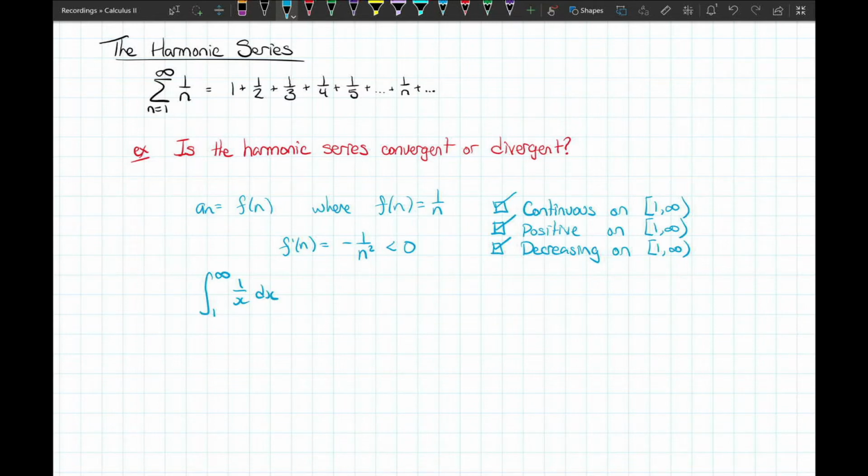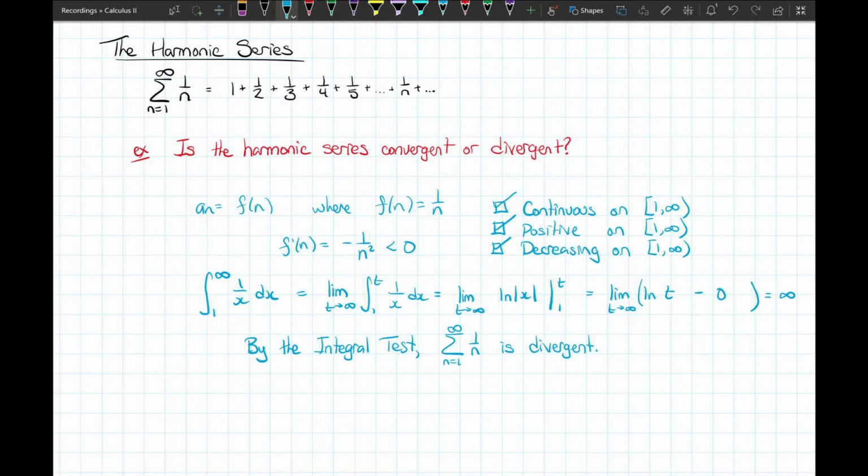Treating this as an improper integral, type 1, we're going to replace infinity with t and take the limit as t goes to infinity. Integrating 1 over x gives us the natural logarithm of the absolute value of x, and then we'll evaluate from 1 to t and take the limit as t goes to infinity. Now the absolute value of t is just going to be t, since t is already greater than or equal to 1. So that'll just be the natural logarithm of t, and the natural logarithm of 1 is 0. But the natural logarithm of t, as t goes to infinity, gets infinitely large, so this limit does not exist. It equals infinity, which means that by the integral test, the harmonic series is divergent.